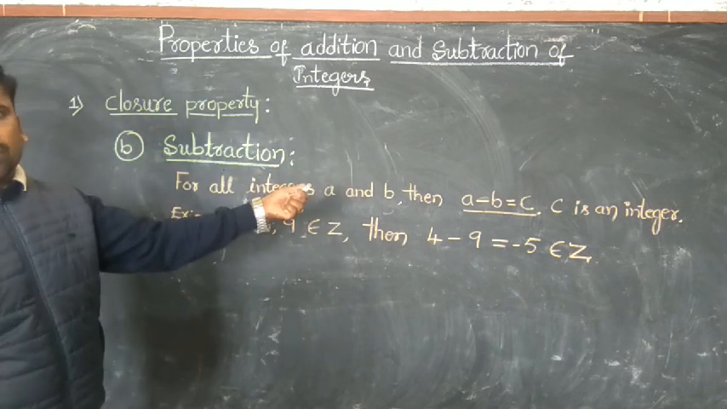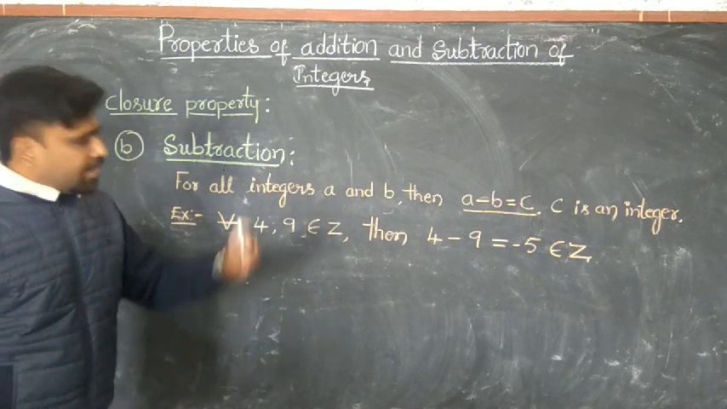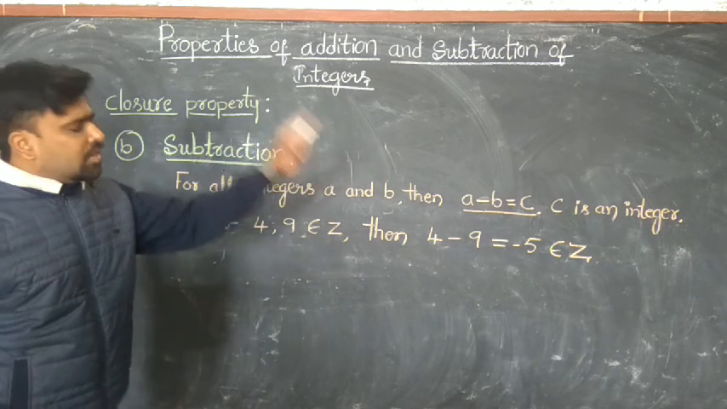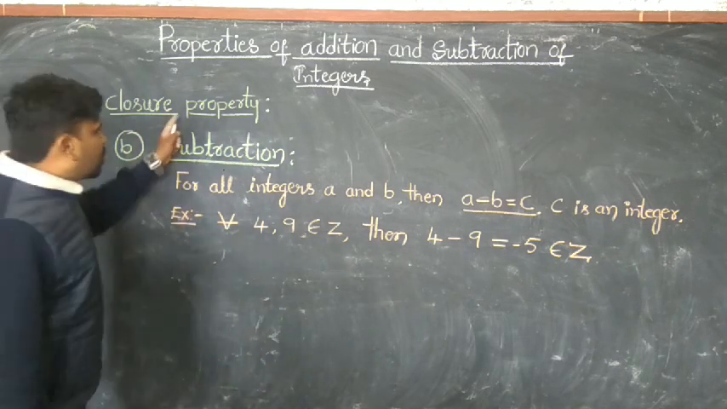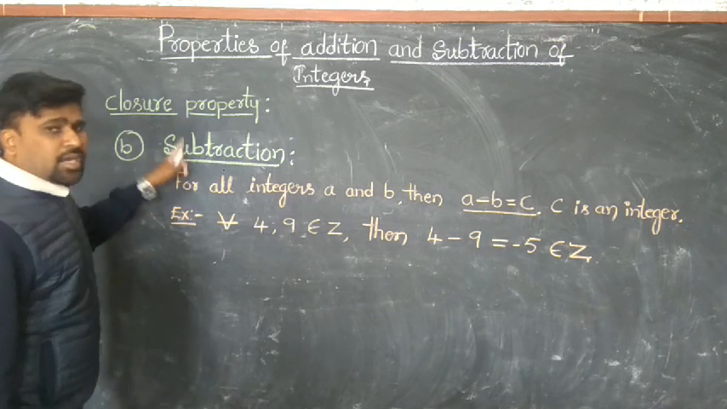We checked addition, and now in subtraction again we got the answer minus 5. The minus 5 also belongs to Z. That means the closure property satisfies under subtraction.